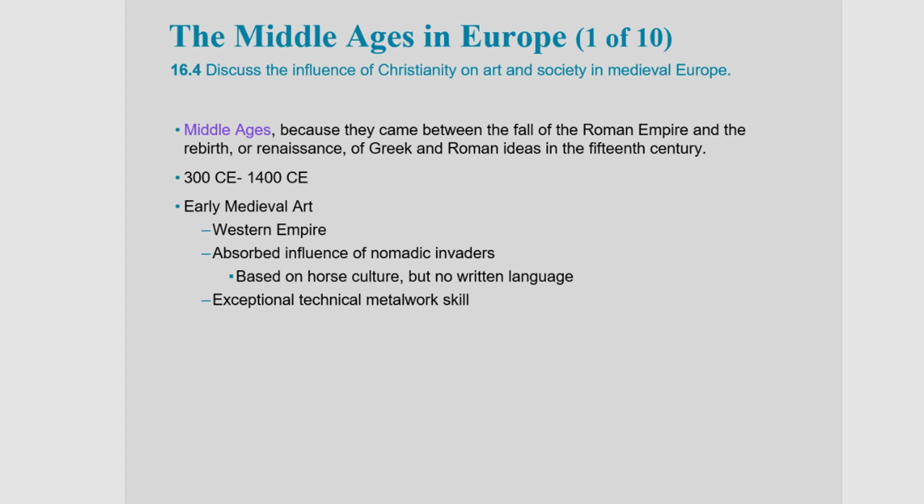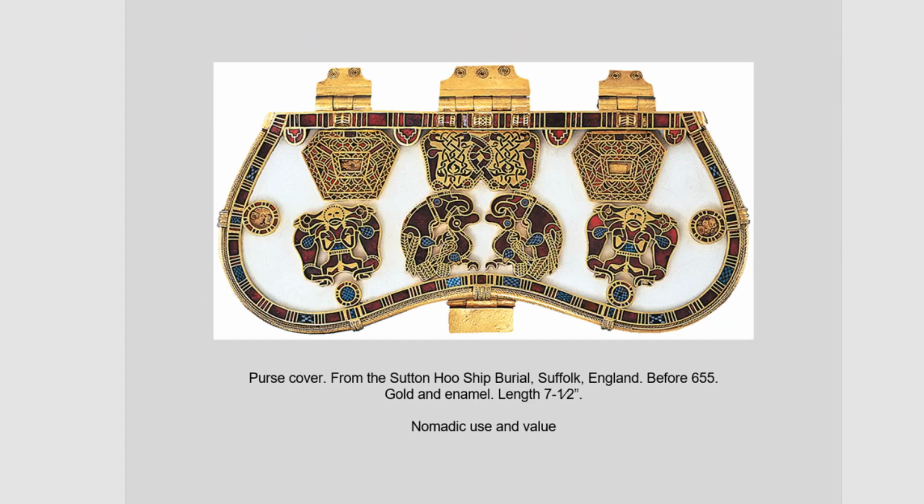And we'll start with early medieval art, which absorbs the influence of the nomadic invaders from the north. It's based on horse culture with no written language, and it's typically shown with really well done small metalwork with these interlocking designs and gold and what's called enamel that would be fired up and hardened inside these lines. You can see why this would be of nomadic use and value, right? It's small, it's beautiful, jeweled, etc.